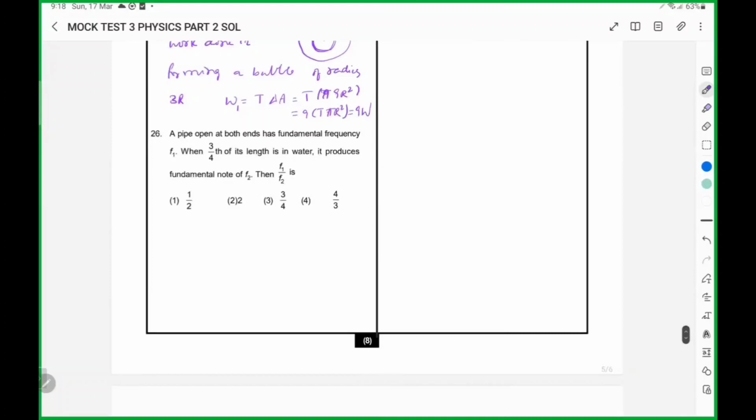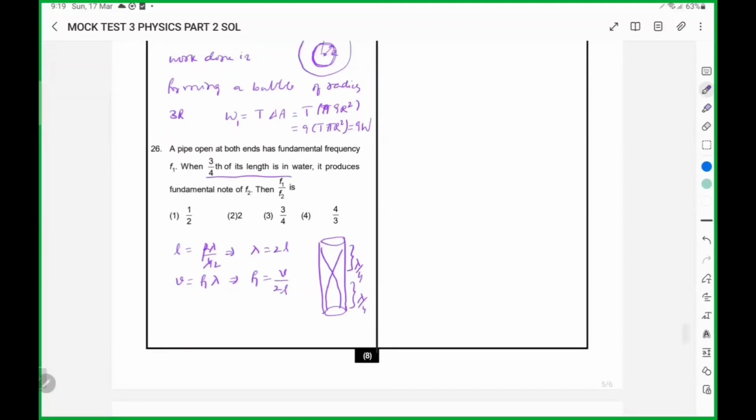Here a pipe is open at both the ends. So the fundamental frequency is lambda by 2 plus lambda by 2, so length of the pipe is L, 2 lambda by 4. So lambda is 2L. So V here is F1 into lambda. So then in this case, F1 will be V by 2L. 3/4 of length is in water.